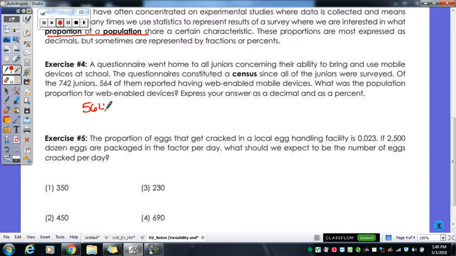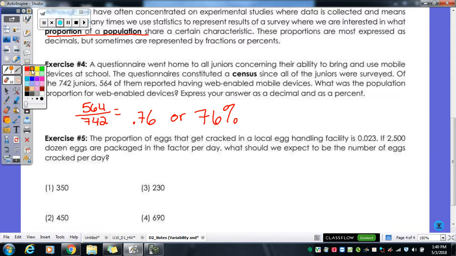So all you have to do is take the number of them that have it, divide it by the total number of people who answered. So they want us to give the answer as both a decimal and as a percent. So let's go ahead and divide those. What do we get? 0.76 or 76%.